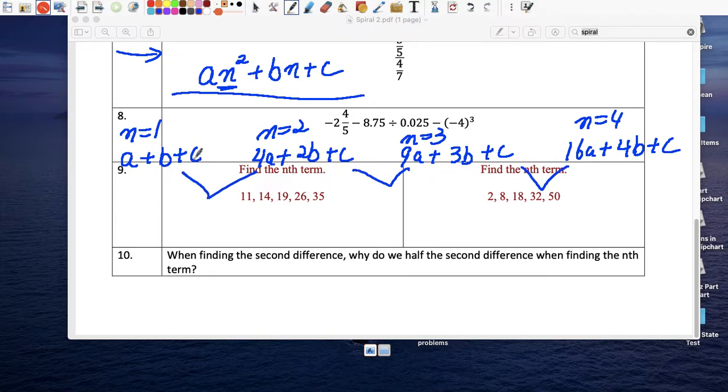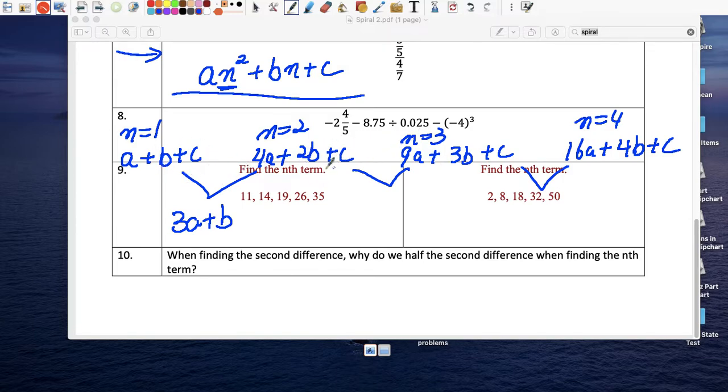Now, let's take the first difference. How does this get to this? Or what's 4a plus 2b plus c minus a plus b plus c? So how do I get from a plus b plus c to 4a plus 2b plus c? Well, we add 3a, so a plus 3a gives me 4a. And b plus b gives me 2b. And I don't need to add a c. So that's the first difference between these two numbers.